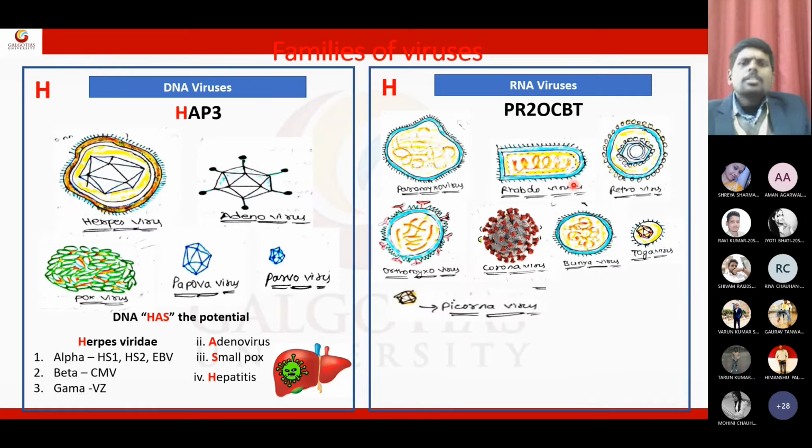Other than this, there is one more virus which I was unable to keep in the beginning. This virus is Picornavirus. Picornavirus means pico, very small RNA viruses. Pico RNA viruses, or picornaviruses. These are the families of RNA viruses. I'm repeating the families again: Paramyxoviridae, Rhabdoviridae, Retroviridae, Orthomyxoviridae, Coronaviridae, Bunyaviridae, Togaviridae, Picornaviridae.